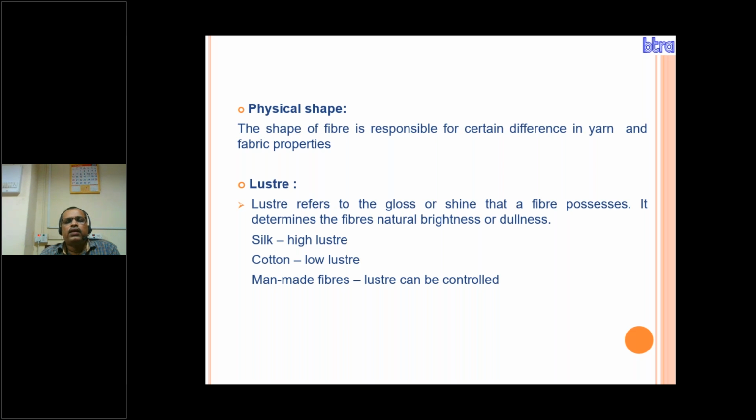Suppose a trilobal and a circular fiber. If we make yarn out of a circular fiber, and if we make yarn out of a trilobal fiber, there will be a difference in the lusterness of the yarn due to the reflection behavior of the fiber as well as the yarn. The luster refers to the gloss or shine that a fiber possesses. It determines the fiber's natural brightness or dullness. How is the fiber? Is it bright or dull? So silk is high luster and cotton is low luster, and in man-made fibers luster can be controlled. By changing the shape, we can change the lusterness of the fiber, and also by changing the polymer, we can change the lusterness of the fiber.